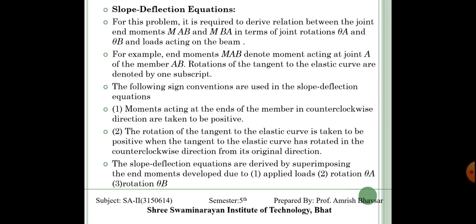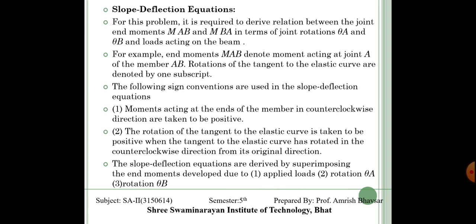Now, a deeper discussion about the slope deflection method and how we can get the end moments and how we can get the rotation. From that rotation we are calculating the common rotation at the support, and from that we are getting the bending moment. For this problem it is required to derive the relation between the joint rotation and the moment, that is, the moment at A to B and the moment at B to A.